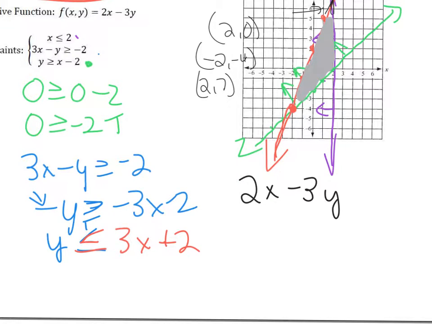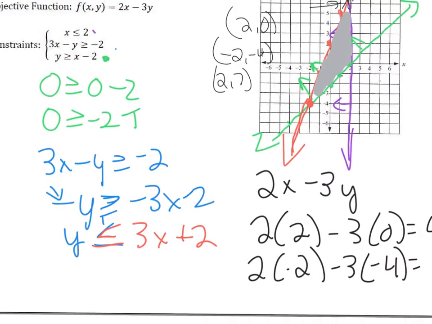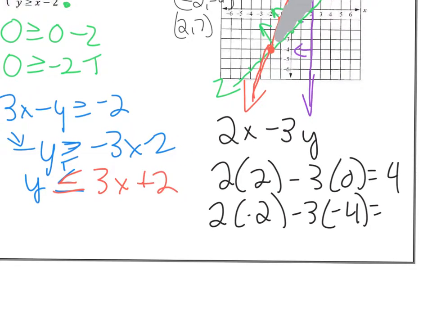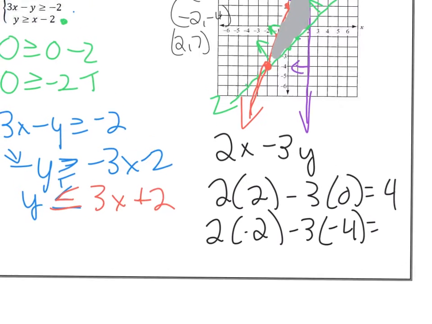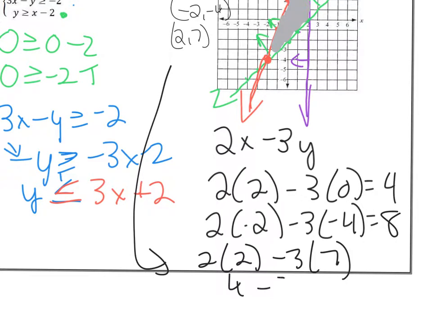So take a look. 2 times 2 minus 3 times 0 is going to equal 4. Okay, that's this point. Second point, that's going to be 2 times negative 2 minus 3 times negative 4. That's going to be, let's see, negative 4 plus 12, so that's going to be positive 8. And then 2, 7 is going to be here, so 2 times 2 minus 3 times 7. So that would be 4 minus 21. That will be negative 17. So this one ends up being the max.